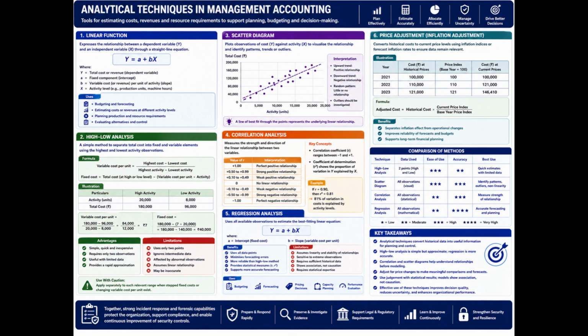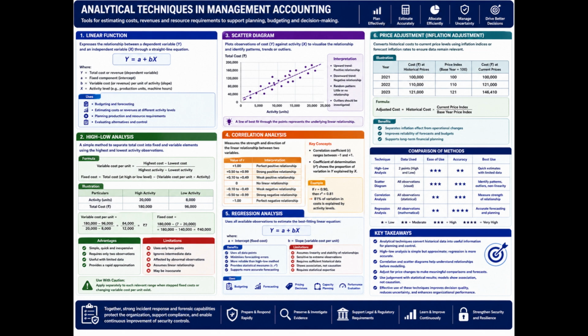Scatter diagrams are particularly valuable for identifying outliers, unusual observations, and nonlinear patterns before statistical analysis is undertaken. The strength of the relationship between 2 variables is measured by the correlation coefficient, R, which ranges between -1 and +1. A value close to +1 indicates a strong positive relationship, where increases in activity are associated with increases in cost or revenue.